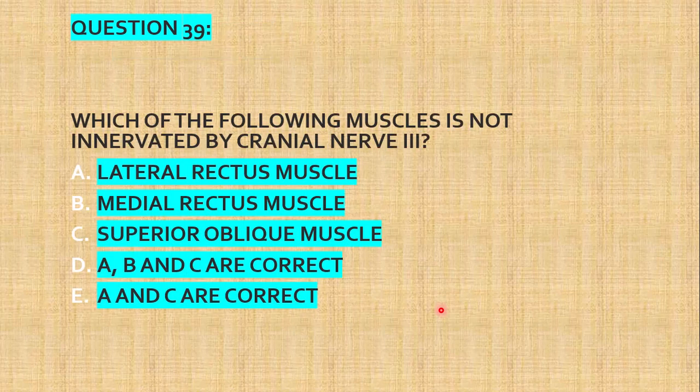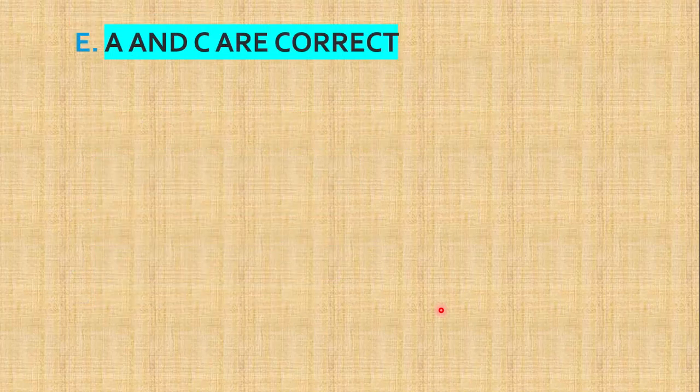Question 39. Which of the following muscles is not innervated by cranial nerve 3? Cranial nerve 3 is the oculomotor nerve. A. Lateral rectus muscle. B. Medial rectus muscle. C. Superior oblique muscle. D. A, B, and C are correct. Option E says A and C are correct. And the answer to this question is option E. A and C are correct. The lateral rectus muscle and the superior oblique muscle are not innervated by the oculomotor nerve. The lateral rectus is innervated by the abducens, and the superior oblique is innervated by the trochlear nerve.